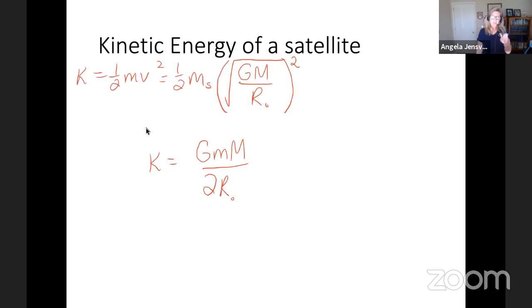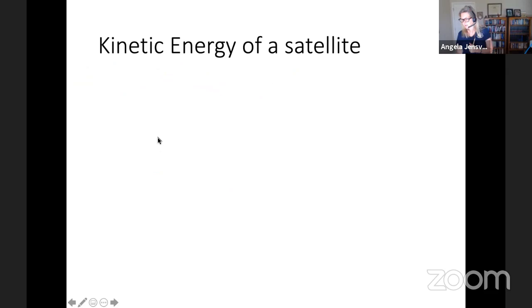And I didn't put the subscripts on because we don't know what's going to be orbiting and we don't know what's going to be orbited. So the capital M is the object that's being orbited, could be the sun. The lowercase m is the satellite, could be a moon. And then R O is the orbital radius. Okay, much easier in comparison to potential energy.